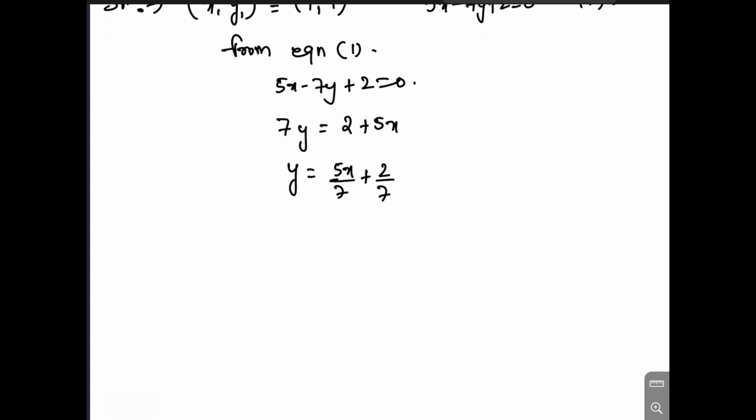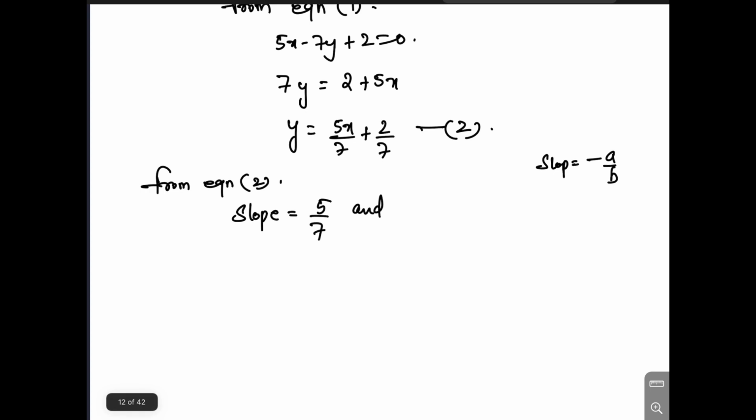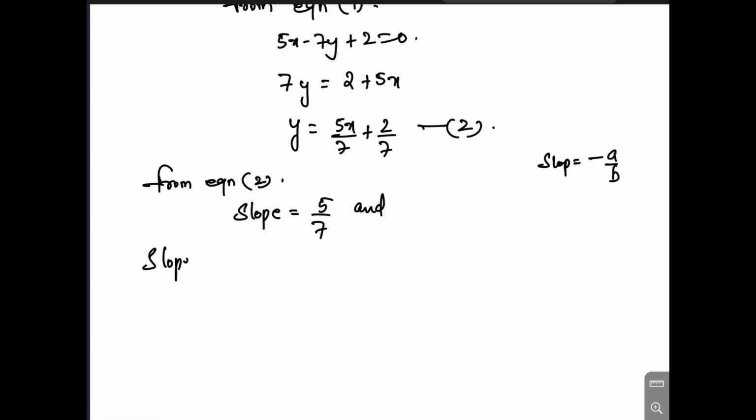So from here, let me consider this as equation 2. From equation 2 we got the slope value. The slope is 5 by 7, and slope is nothing but minus a by b. So here I can say the slope of the parallel line is m equals 5 by 7.